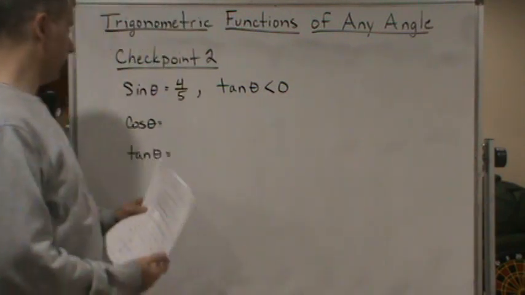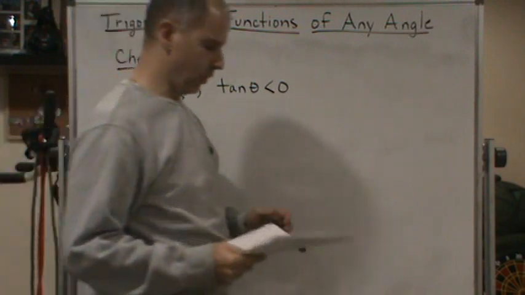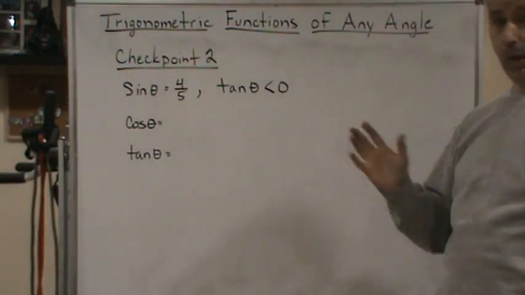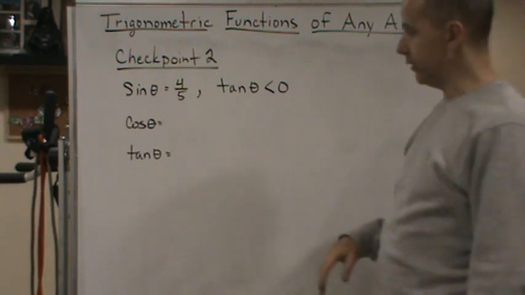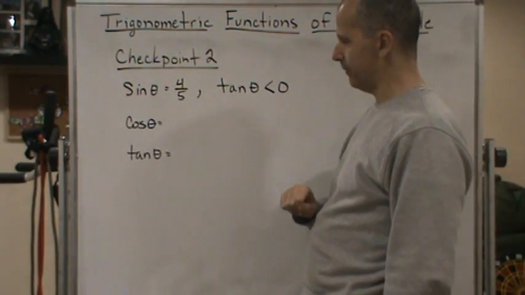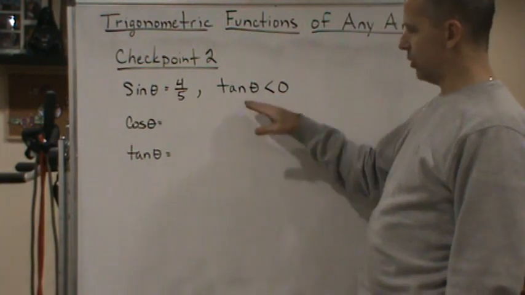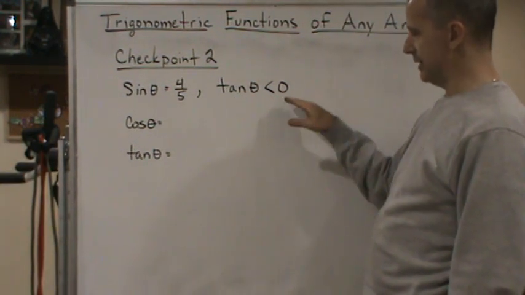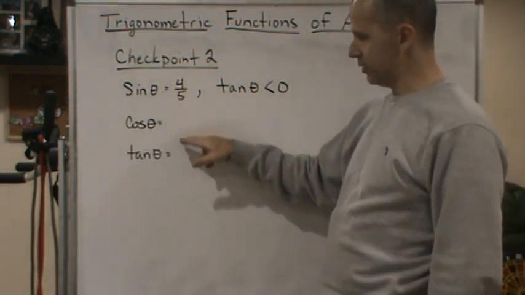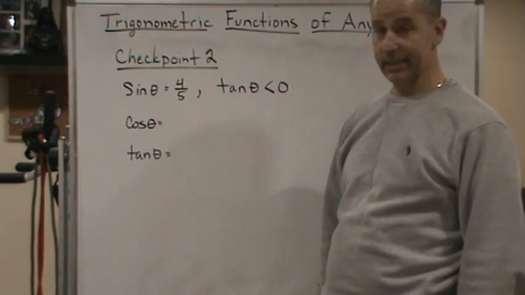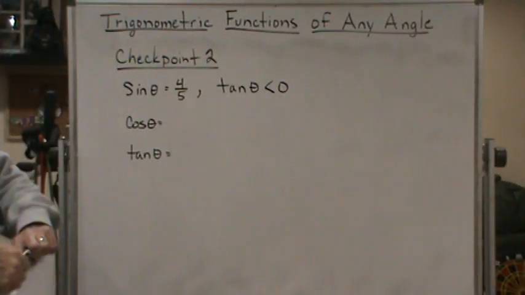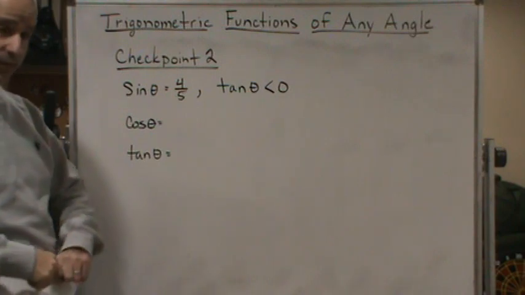Okay, so welcome back. Now this is a checkpoint. Again, once I set it up for you, I want you to pause and see if you can figure it out on your own. Here we've got sine of theta given as 4/5, and we're also told that tangent of theta is negative. Now we want to use this information to evaluate cosine and tangent of theta. Go ahead and pause, and come back and see if you get the correct answer.